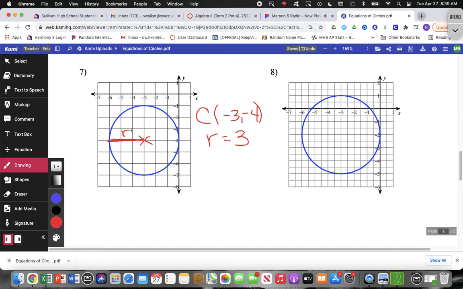So for my first parentheses, is it x plus 3 or x minus 3 for my equation? x plus 3. x plus 3 squared. What about the second one? y plus 4. y plus 4 squared equals 9. Very good.